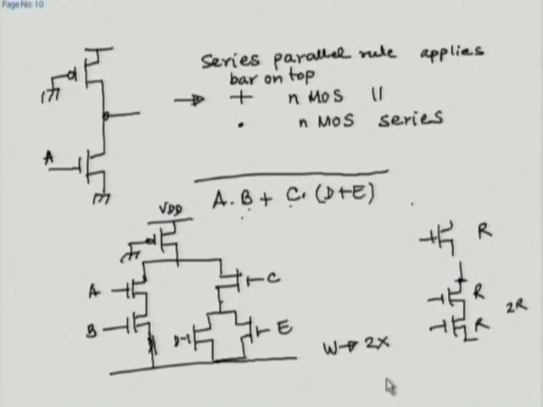Therefore, for the same voltage, double the current flows, which reduces the resistance by half. So, essentially, if you have series connected transistors, for the same performance, I must reduce the on resistance of these to R by 2 and R by 2, and now this will be equivalent to a single transistor. And in order to reduce this resistance to R by 2, I must increase its width to 2.